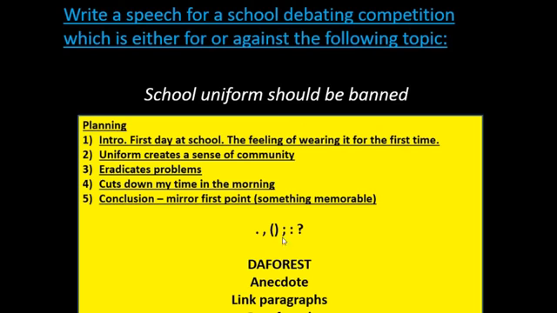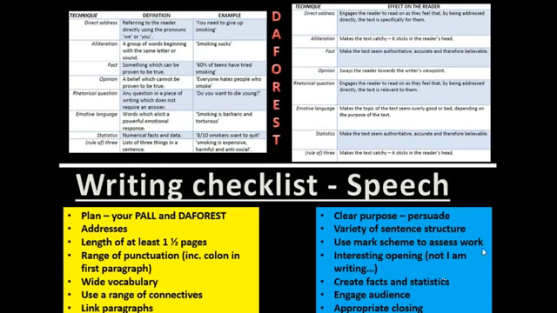Here I put punctuation. So all these ones you should be using, but colon and semicolon, I've put these here to remind me to try to get them into my speech. And then DAFOREST and SPAMO, maybe I want to use an anecdote. I've got to make sure I link my paragraphs and I proofread. So all these things here are important that I need to get in, so that's why I put them in the plan. So again, this is your writing checklist for the speech. You should be getting all these things in there.